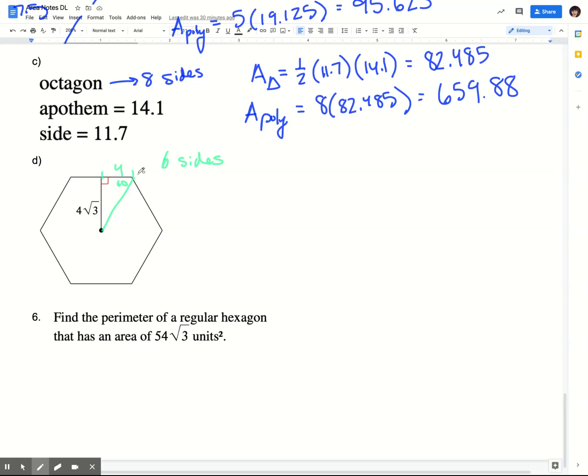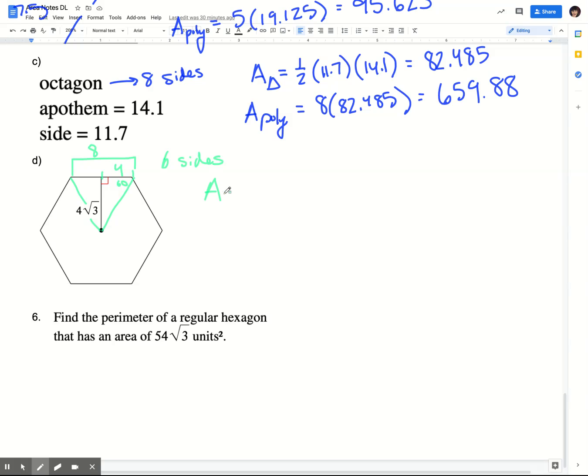is 4, which means that this whole side length is 8. Because remember, you're dealing with an isosceles triangle here. So this apothem, this height, is going to divide that side in half. So now I have enough information that I can find the area of this hexagon.